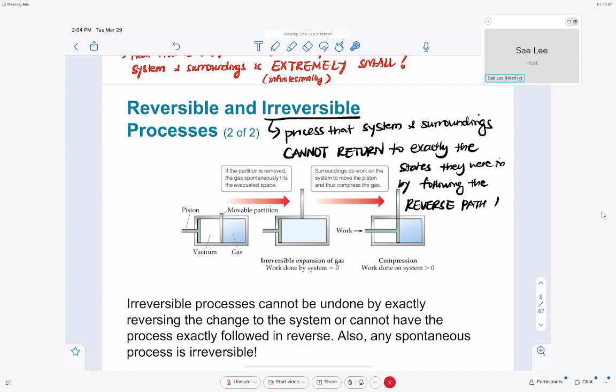So there is no work done by the system to make this gas flow. The gas will flow naturally. You don't have to input any energy to make this gas flow. It will flow to the rest of the cylinder naturally. Okay.